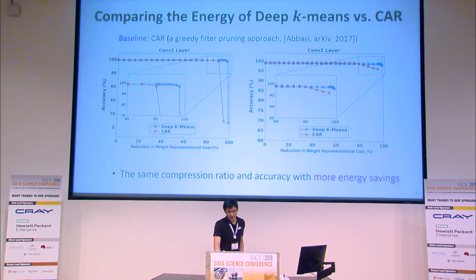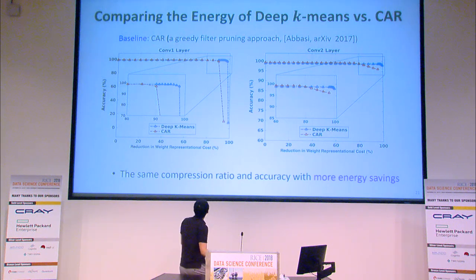In particular, the right figure shows that using our technique, there will not be an obvious accuracy drop if the reduction in weight representational cost is lower than 95%. But the competing method will have an obvious accuracy drop when the reduction in weight representational cost is more than 90%. And similar results for the left figure.